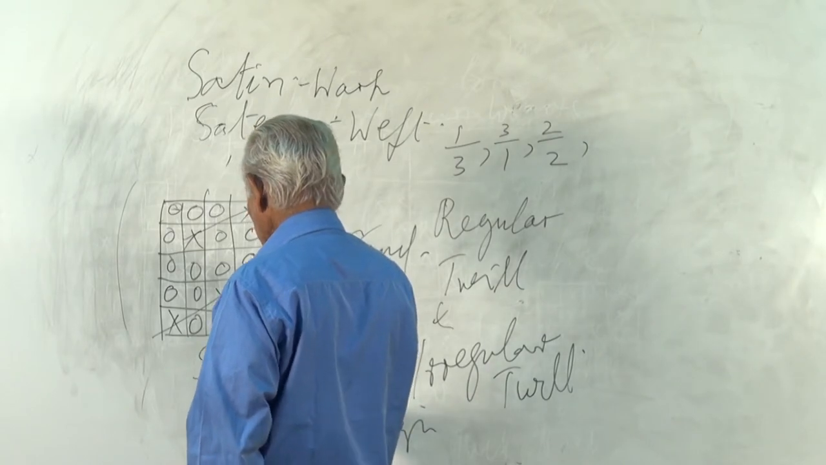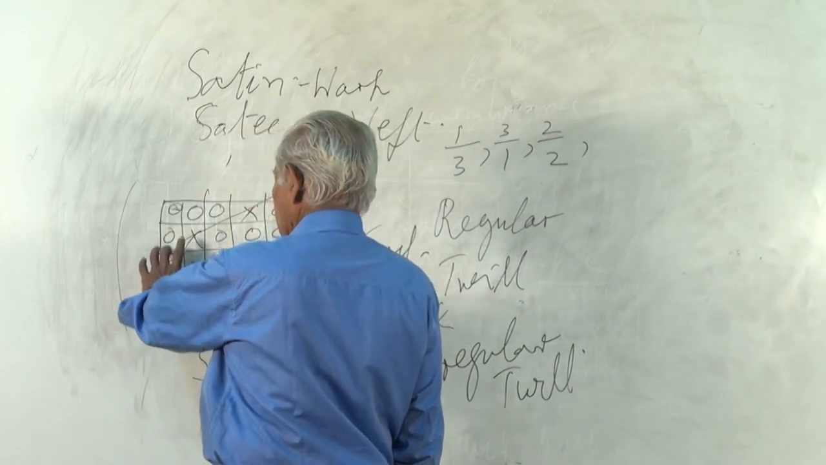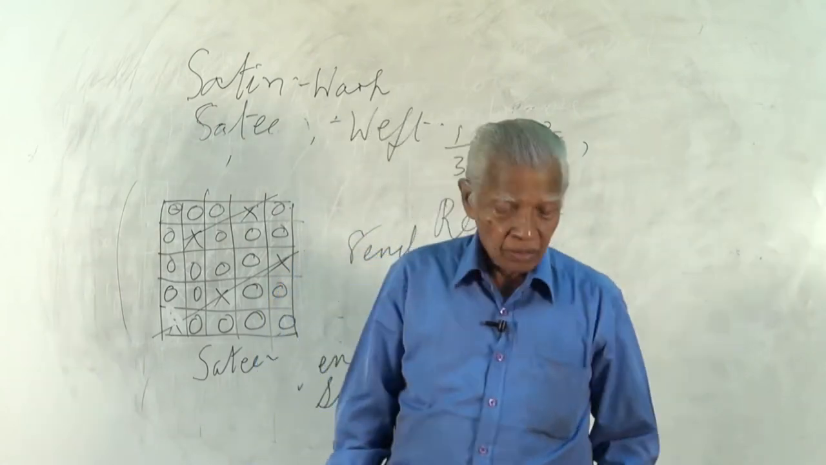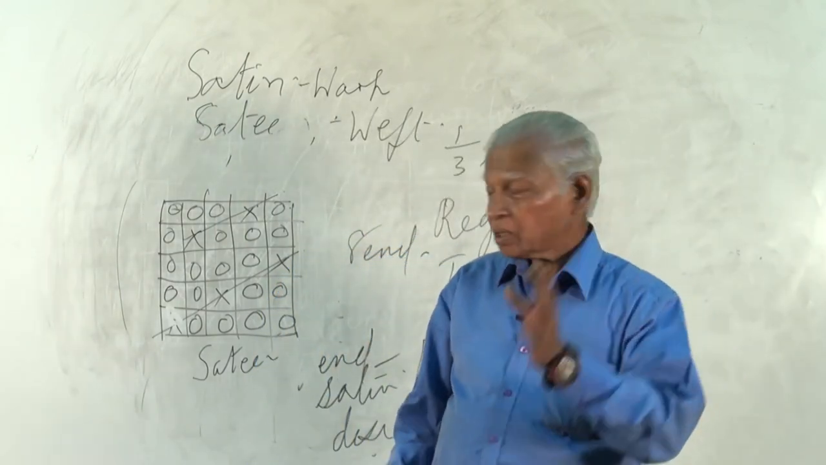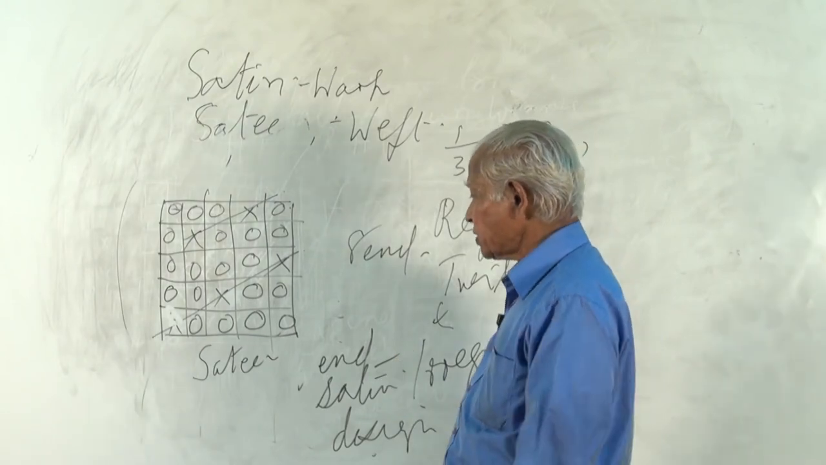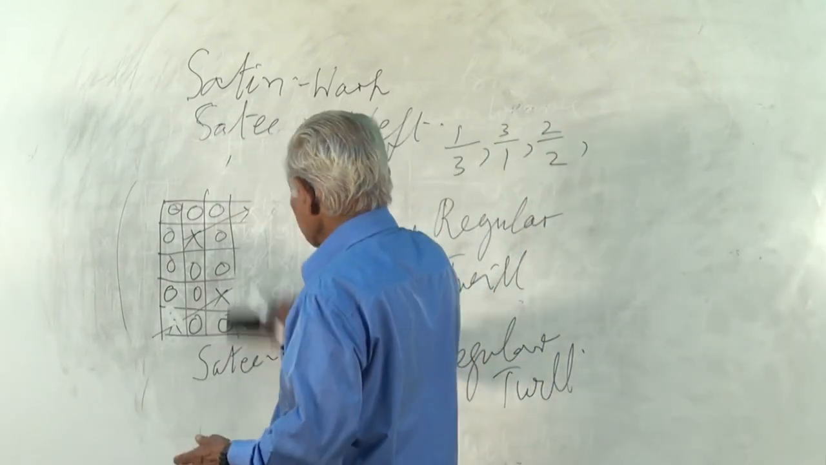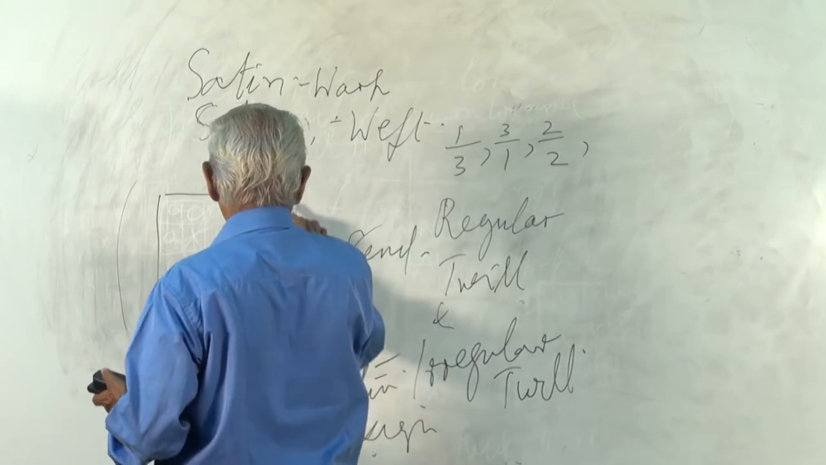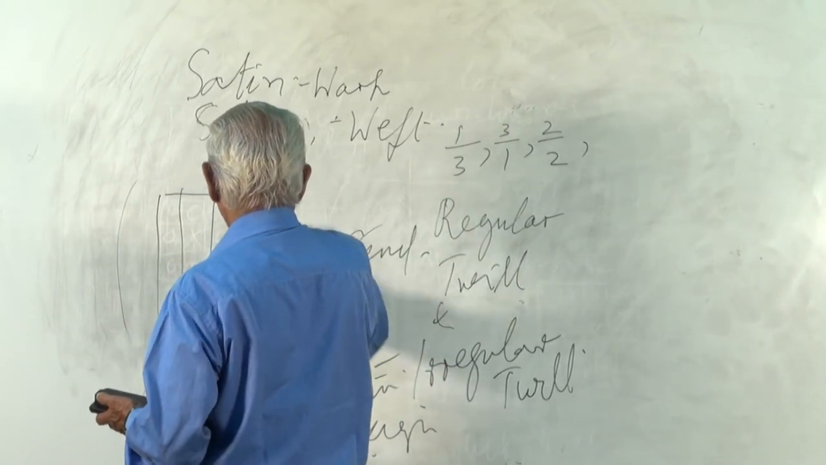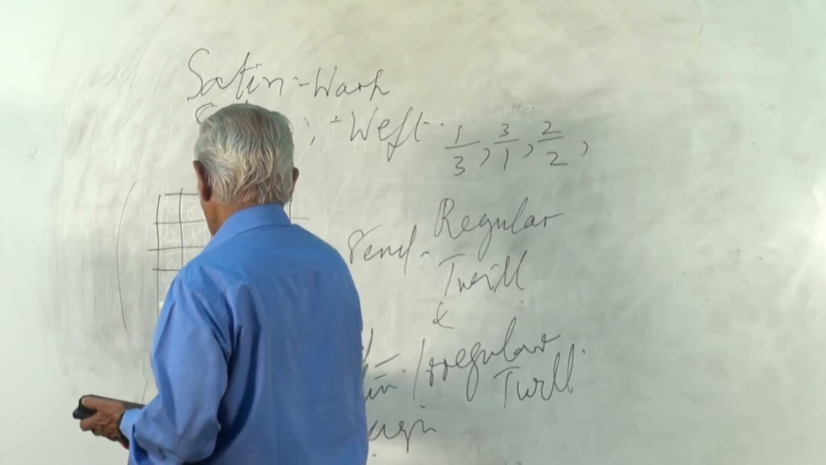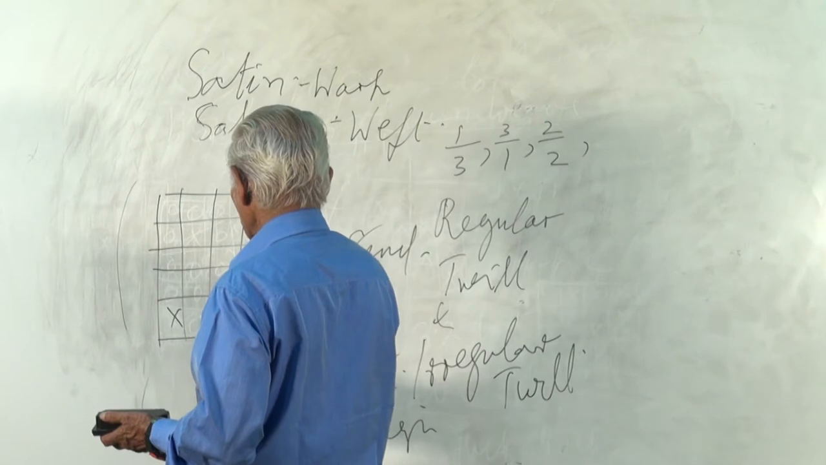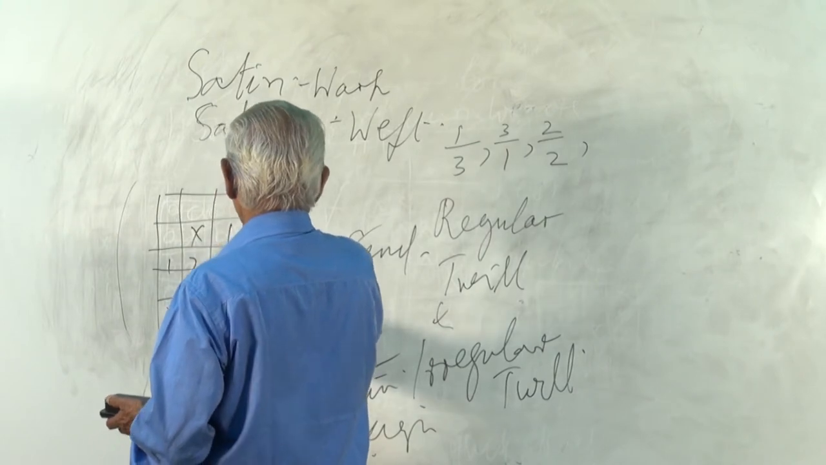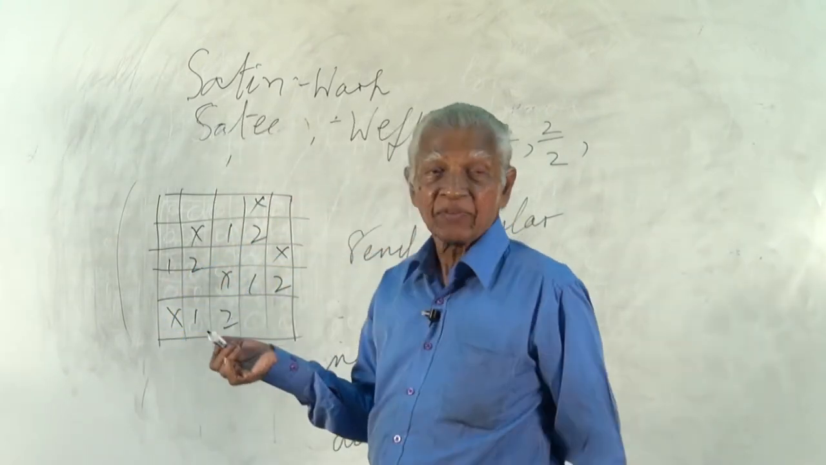A satin can be converted to a sateen by filling up all those empty places by warp yarn, and this becomes a weft yarn. And it is very easy to construct this satin weave, in the sense, I will just demonstrate to you. Take two steps here, 1, 2, 1, 2, 1, 2, 1, 2. This is how a satin weave is constructed.